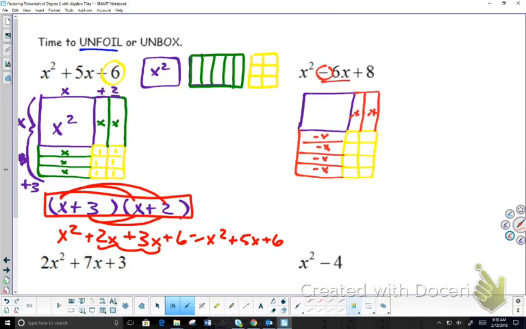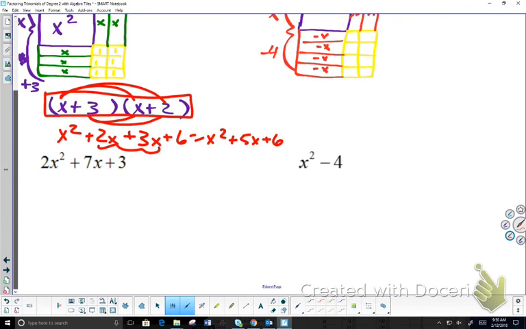So now I'm just interested in, once again, the side length. Well, this would be x minus 4, and this would be x minus 2. So x minus 4 times x minus 2 would equal x squared minus 6x plus 8. And once again, if I were to FOIL that back out, it would show back up as that original degree 2 polynomial.